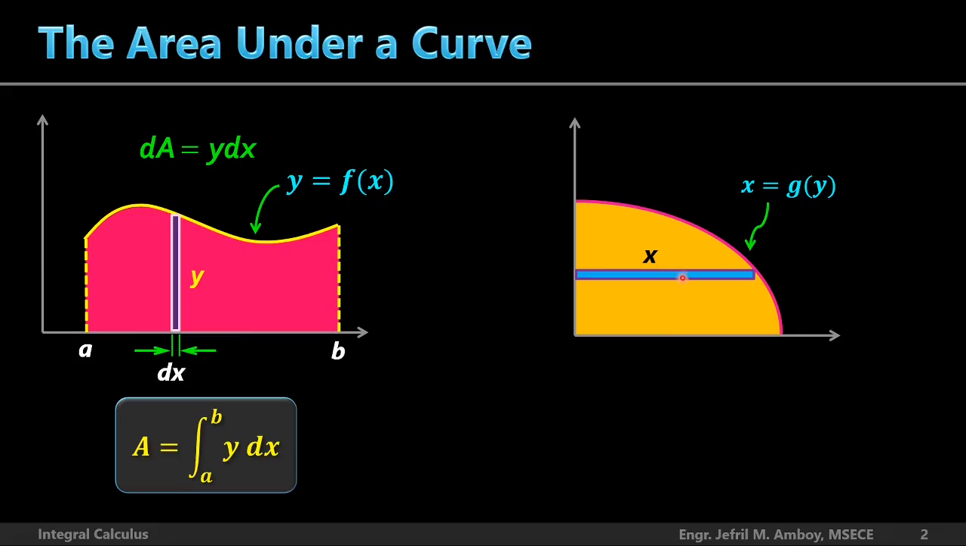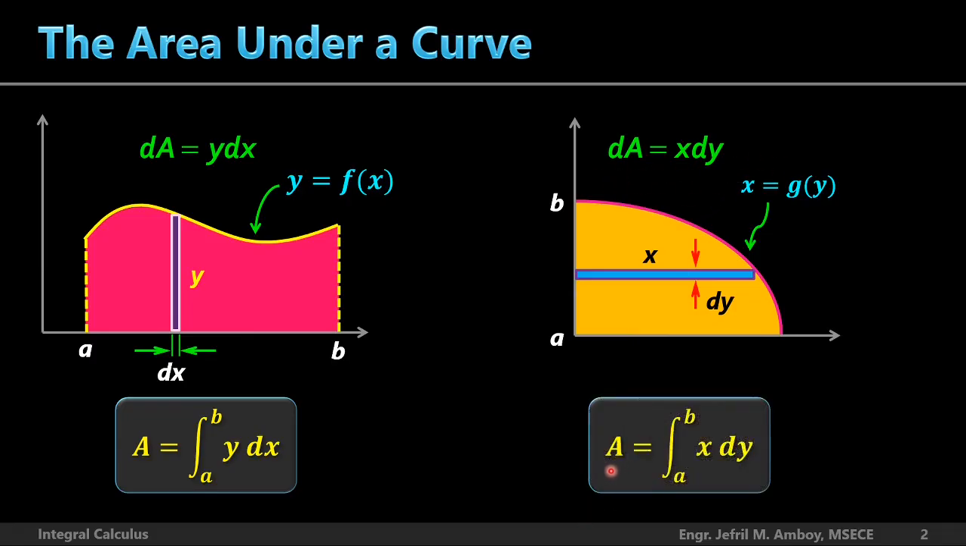Now, how about its width? Its width is now the differential of y, dy. Now, what would be the expression for finding the area of this single area element? It would be the length x multiplied by the width dy. So that would be our expression for dA. The differential area element is equal to x dy, and to get the area of the entire region, which is colored in yellow, we will integrate both sides to get the total area A, which is equal to the integral of x dy evaluated from a to b.